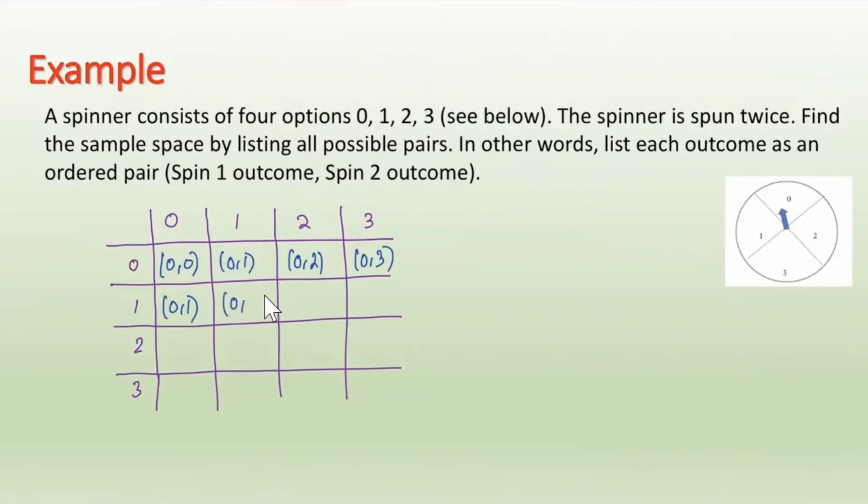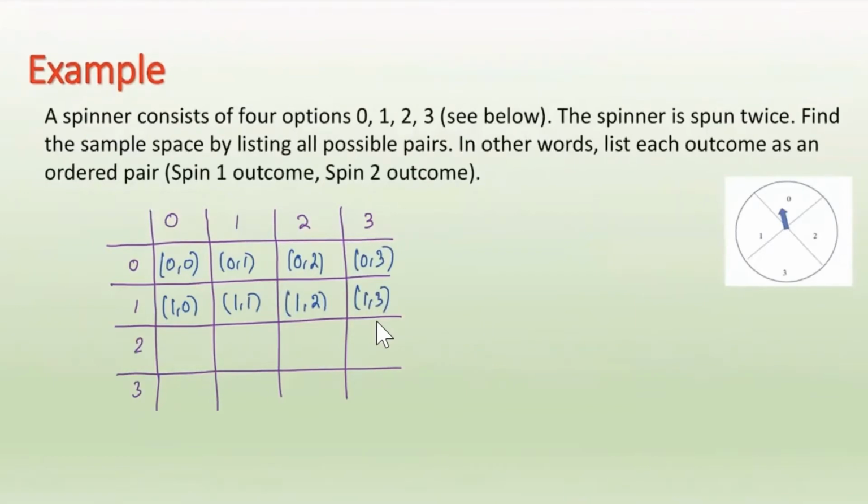No, hold on. I made a little mistake. Did you notice that? See here, 1 first. Yes, 1 on the first and 0 on the second. Then 1 on the first, 1 on the second. 1 on the first, 2 on the second, right? And then 1 on the first, 3 on the second. Okay, let's complete that.